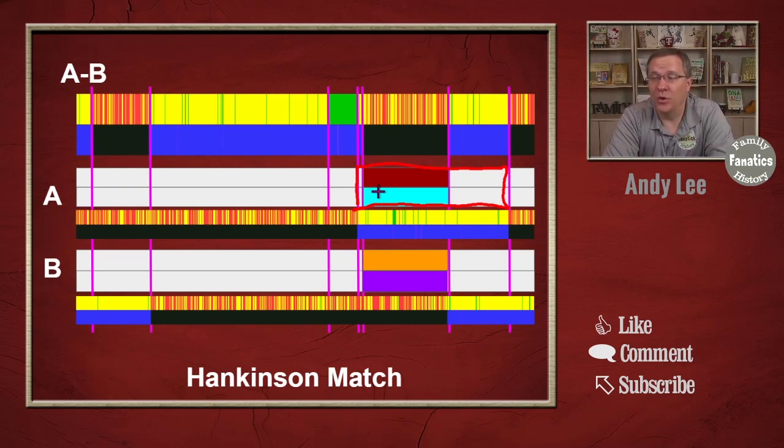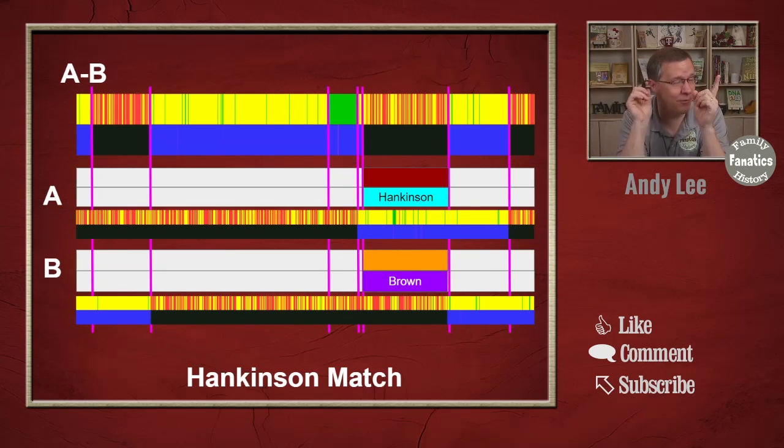Now we have 2 colors there. One of those colors has to be a Hankinson. And in this case, since we've not assigned any labels to any of these, we can choose whichever color we want to be Hankinson. So in this case, I'm going to call the teal my Hankinson. And because, again, each chromosome is grandfather and grandmother, I can then label purple, which is connected with Hankinson, as the other grandparent. And in this case, that would be brown. So I've identified Hankinson and brown in this part.